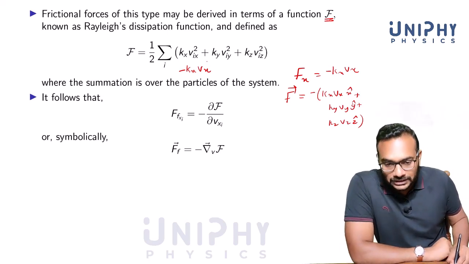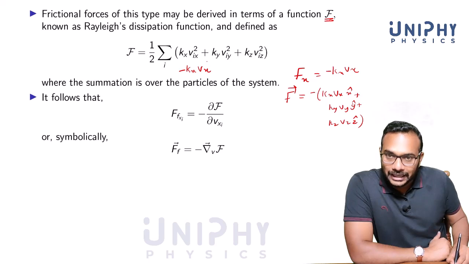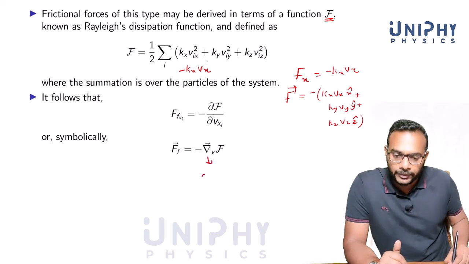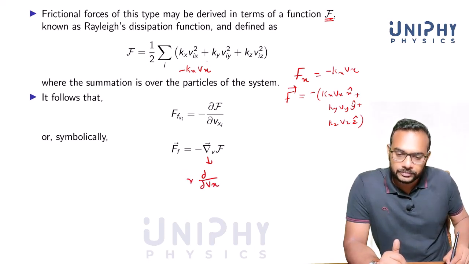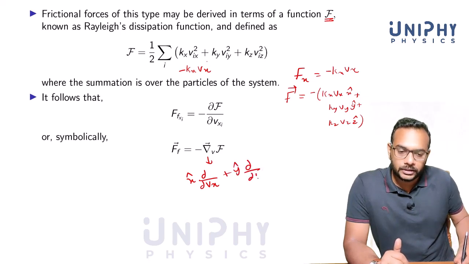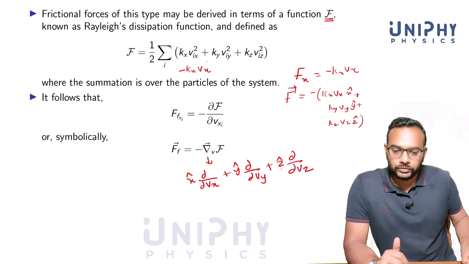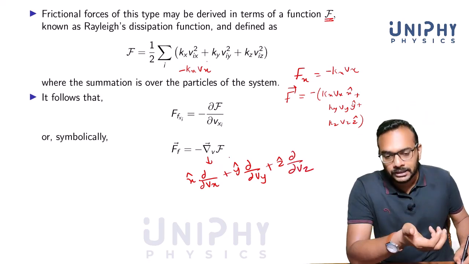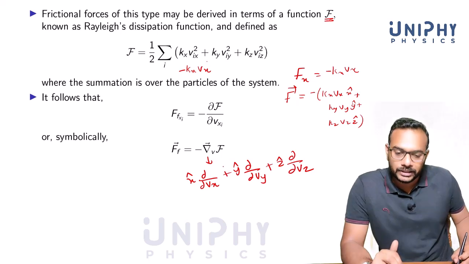It's not the usual del vector, but it's del vector v. This means that this is the vector dou by dou vx, let's say x cap, plus y cap dou by dou vy, plus z cap dou by dou vz. This is what we mean by del vector v.